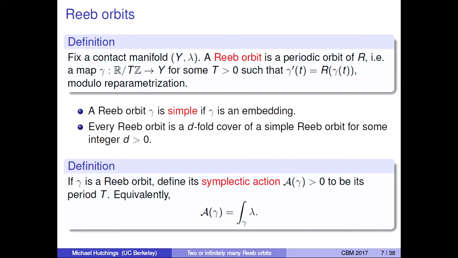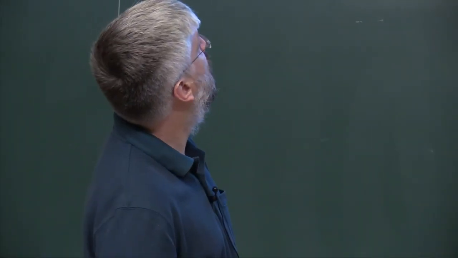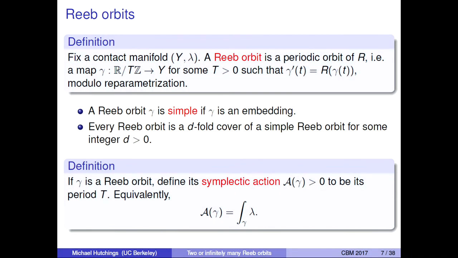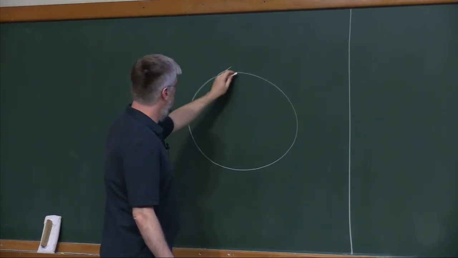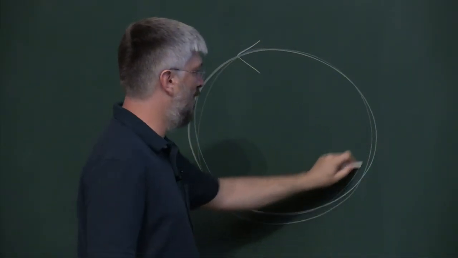And we're interested in periodic orbits of the Reeb vector field, which we call Reeb orbits for short. So formally, it's a map from a circle, given by the real numbers modulo some number T, to Y, such that the derivative of that map equals the Reeb vector field. And so its image is some circle in Y, which is everywhere tangent to the Reeb vector field, but you're allowed to go around the same circle multiple times.